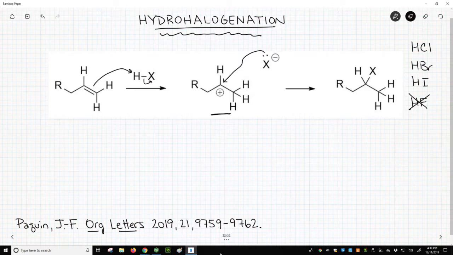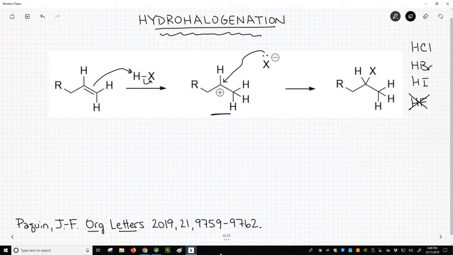Well, whenever you say something can't be done, then someone is going to try to make it work. That's true for mountain climbers, and it is true for organic chemists as well. Many scientists have developed different reagents that successfully add HF to alkenes in some cases. A recent addition to these researchers is the group of Jean-Francois Paquin at University Laval.